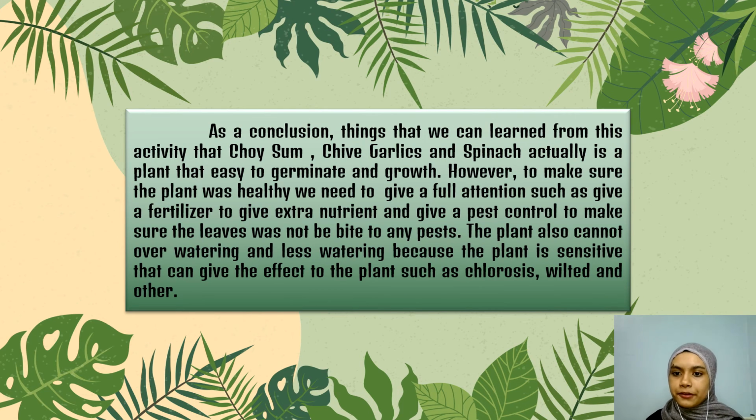We learn from this activity that choy sum, chief garlic and spinach are plants that are easy to germinate and grow. However, to make sure the plant is healthy, we need to give full attention, such as giving fertilizer for extra nutrients and pest control to make sure the leaves are not bitten by any pest. And the plant also cannot be over watered or under watered because the plant is sensitive, which can give effects such as chlorosis, wilting and other symptoms.